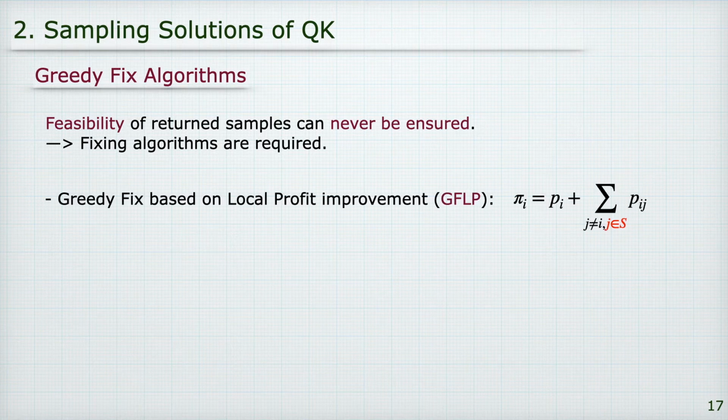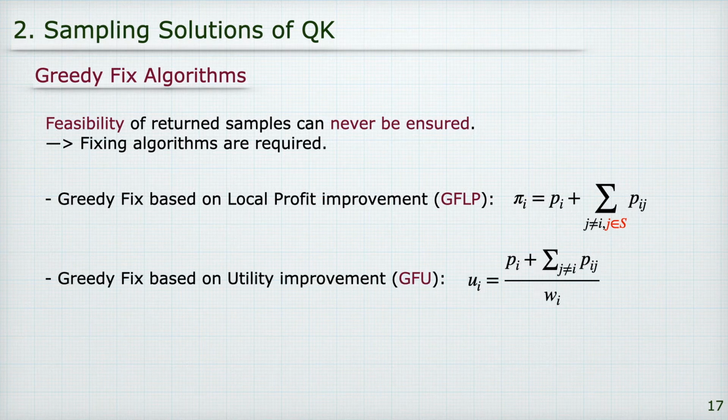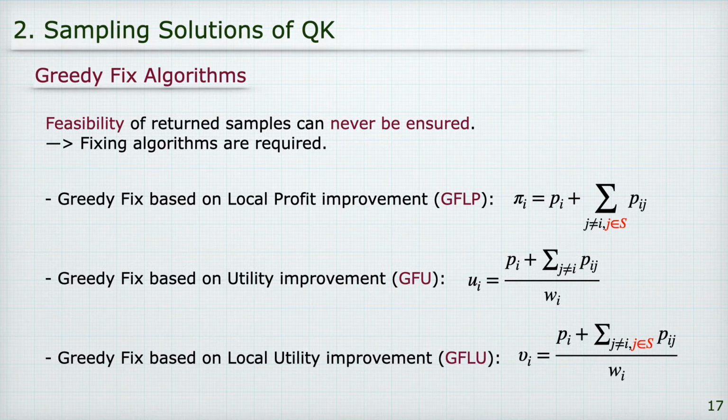The first one is based on local profit improvement. We are selecting items according to the profit and the items already selected in S. The second one is based on local utility improvement. We are selecting items based on the profits, potential profits, and weights, without considering the items already selected. The classic greedy approach for solving the knapsack problem is actually based on this utility improvement. And the third one is a combination of the two above. We are selecting the items according to some local utility improvement measure.